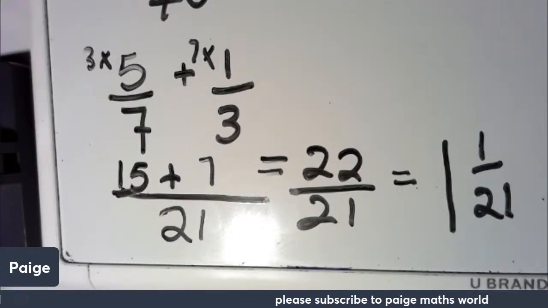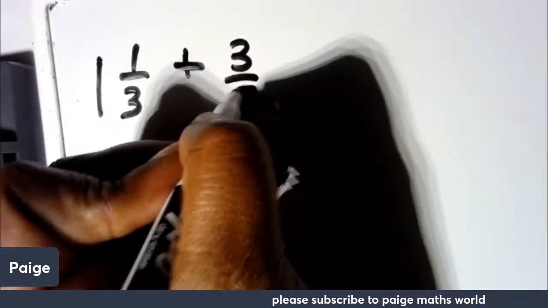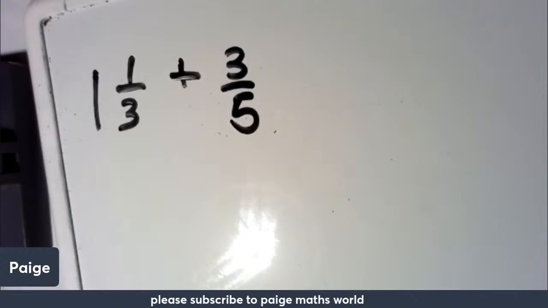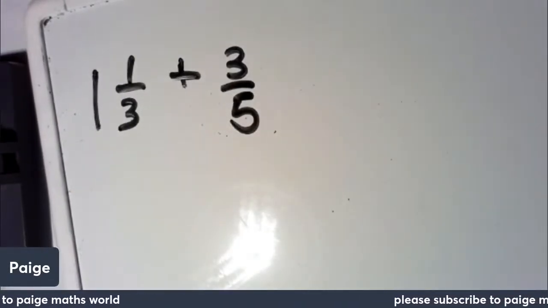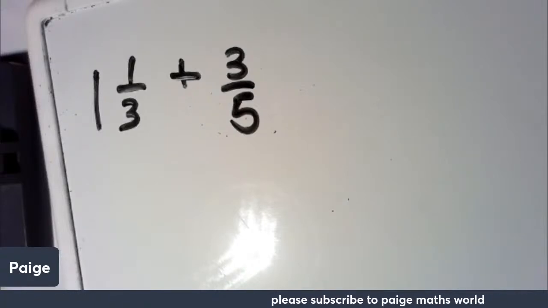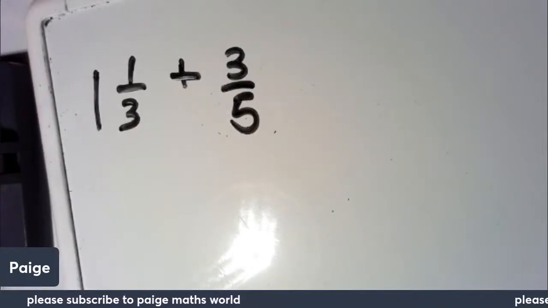All right, let us look at some more math. I'm going to puzzle your brains now. All right, so let us see. 1 and 1 over 3 plus 3 over 5. Here we go. For this one, we have to turn this into an improper fraction first. It's not a must, but I would recommend that you turn this mixed fraction into an improper fraction. I did show you how to do that.